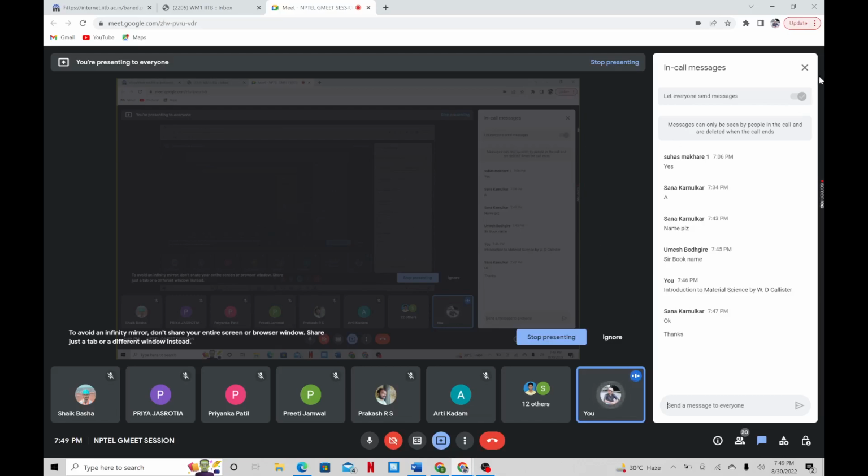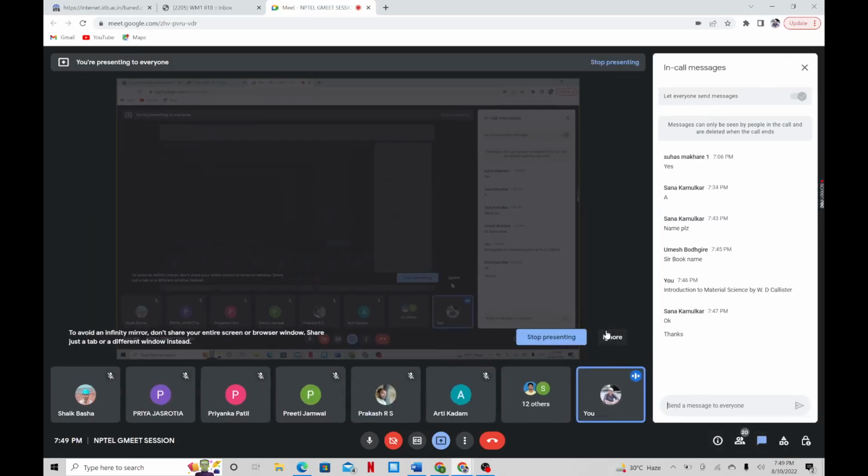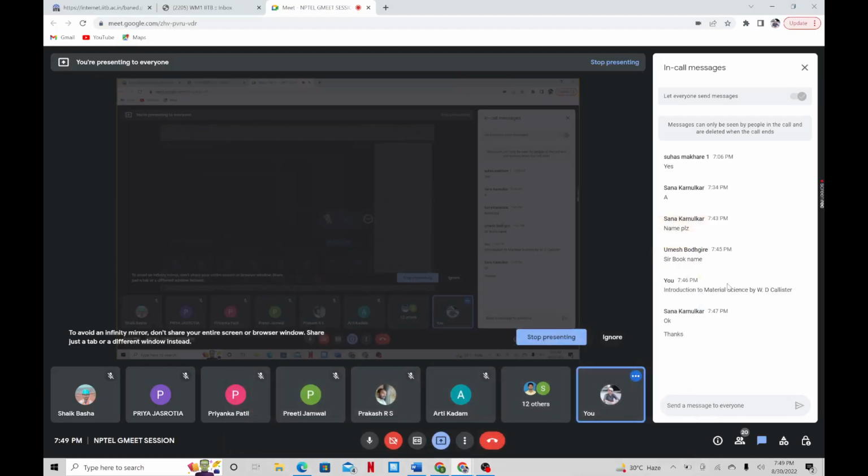So other people, could you please answer that? What is your answer? What did you get? Please type in the chat box if you are not willing to answer. You just see the question again. It is asking about the wavelength, and only one parameter is given, which is the radius of the Ewald sphere, 300 nanometer. So what will be the wavelength? Just calculate that. It is a very simple formula. Just like one person already said this. So others, please also answer this.